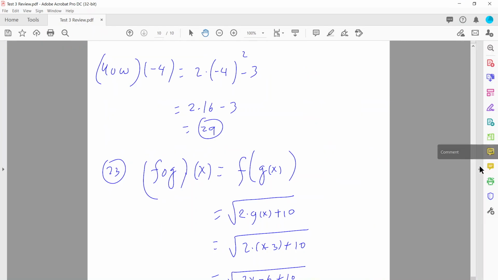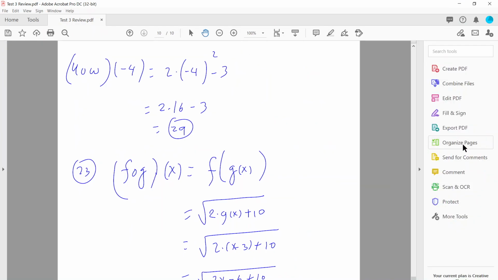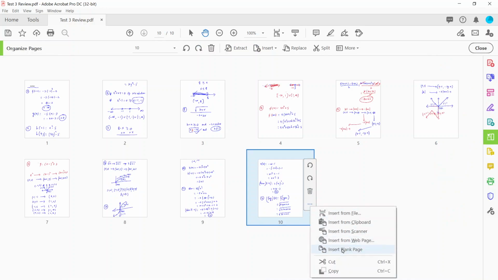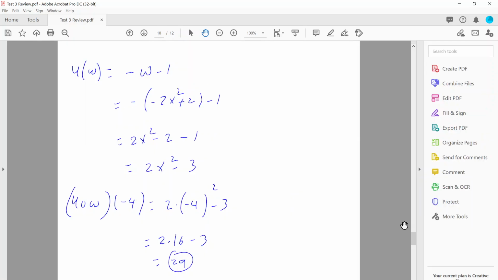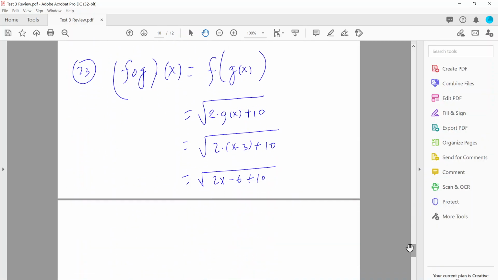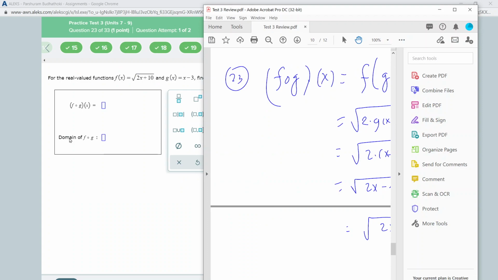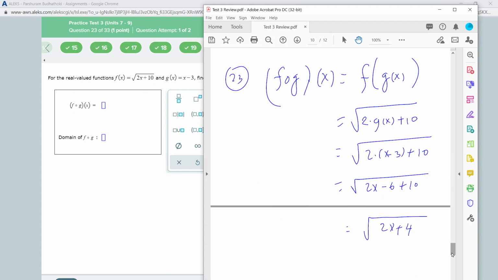Let me just add some extra pages here. So that is 2x plus 4. So for finding the domain of this function, we need to find the domain of g of x, and then the domain of this final function, and the domain of this composition would be the intersection of both. Okay, so that's the rule.